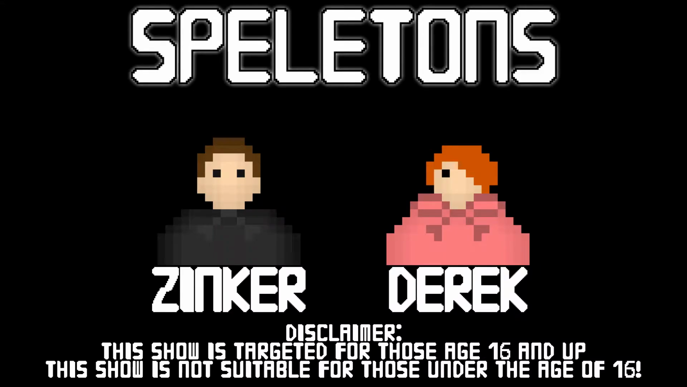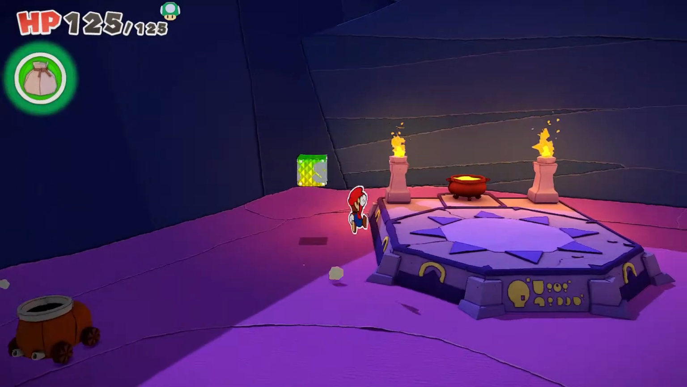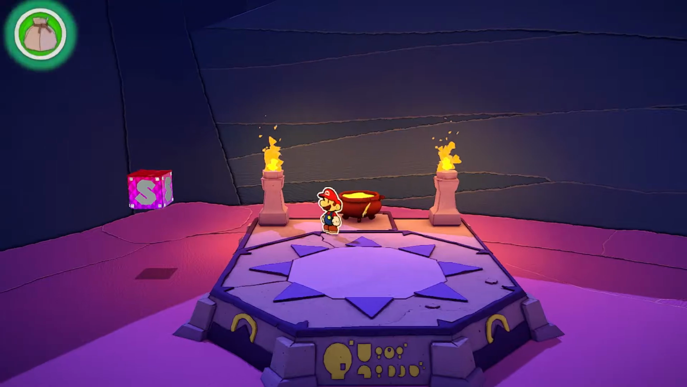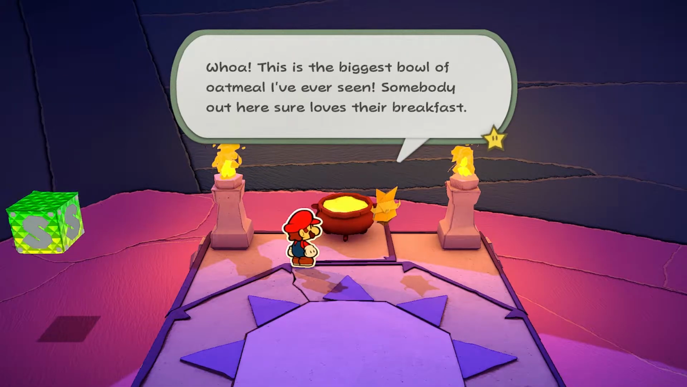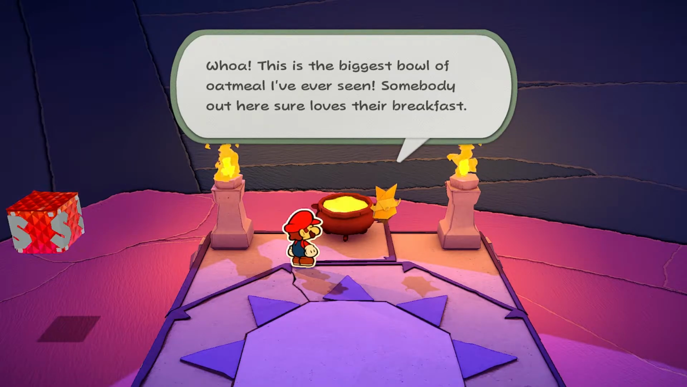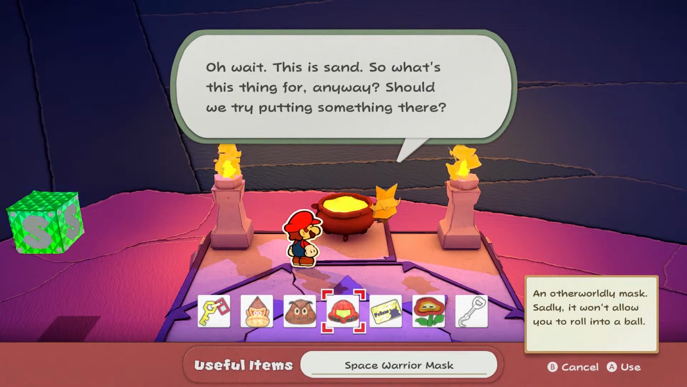I'm Zinker. He's Derek. I'm gonna try and let Derek do a little more talking so I can figure out what the hell we're supposed to do. Derek disconnected. The lag wasn't happy with her argument, and this is the biggest bowl of oatmeal I've ever seen. Somebody out here sure loves their breakfast. Oh wait, this is sand. You know what? I was about to make a joke. Olivia is about to say this is a sandwich, and it was almost there.